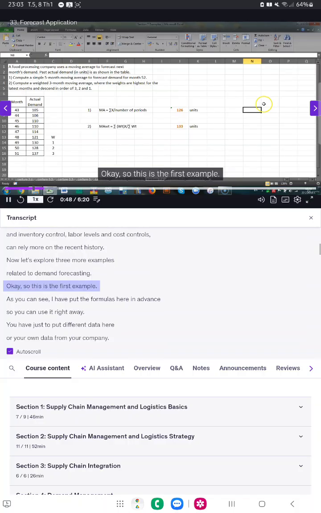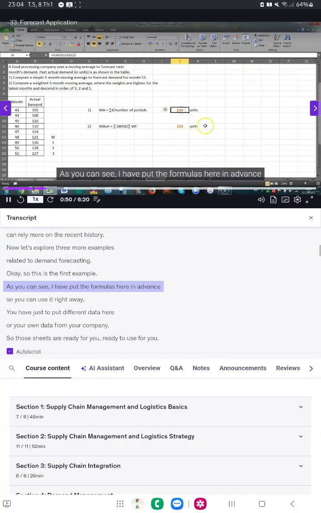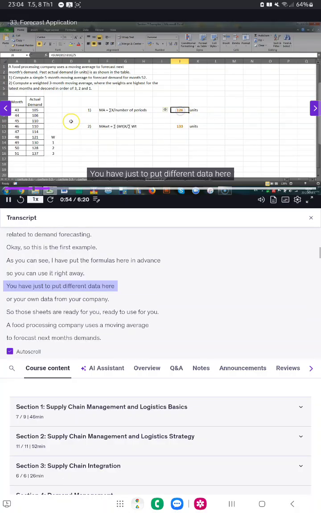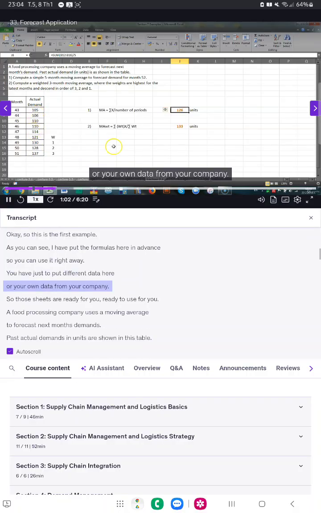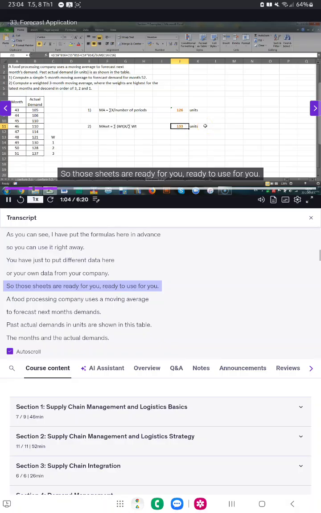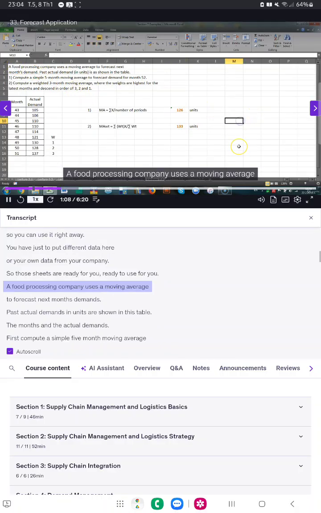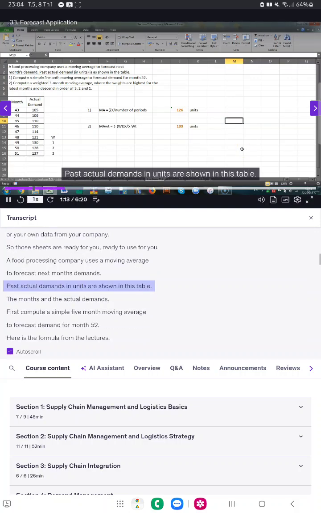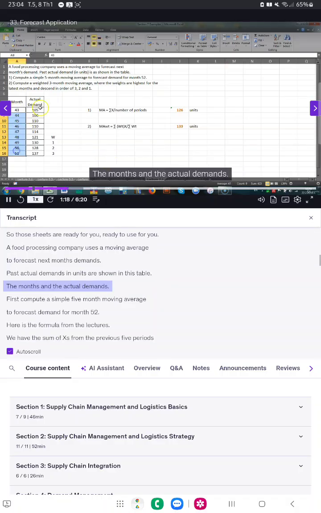Okay, so this is the first example. As you can see, I have put the formulas here in advance, so you can use them right away. You just have to put different data here, or your own data from your company, so those sheets are ready to use for you. A food processing company uses a moving average to forecast next month's demand. Past actual demands in units are shown in this table, the months and the actual demands.